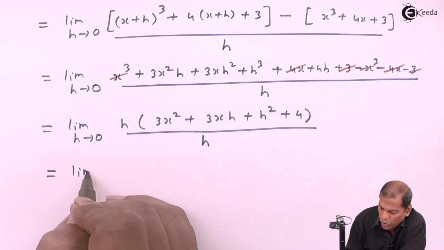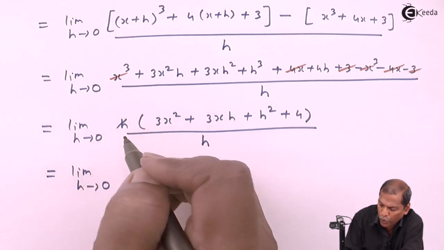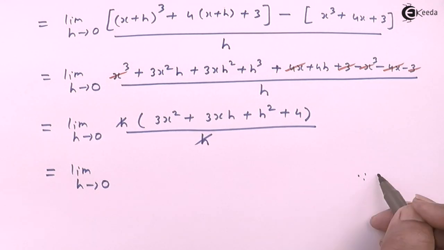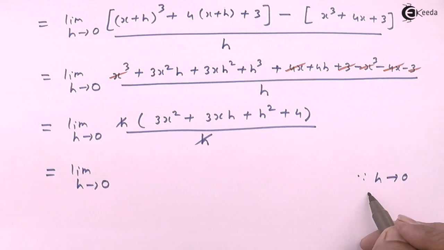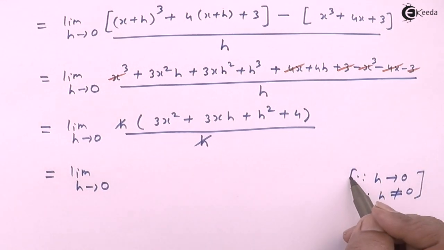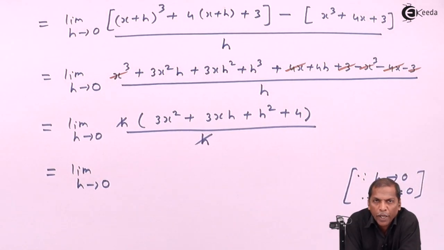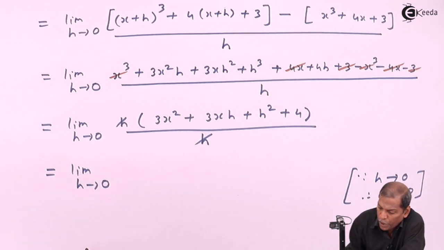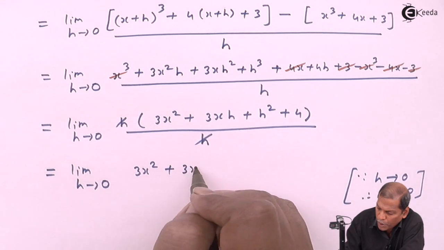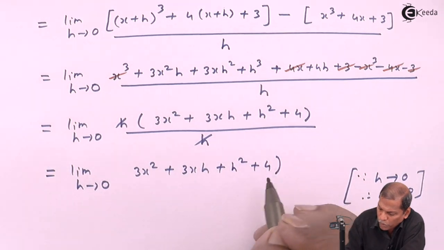That equals limit h tends to 0. Now here we cancel h from numerator and denominator, stating the reason that since h tends to 0, it means h not equal to 0. It means we cancel h from numerator and denominator. Now here we are left with the term 3x square plus 3xh plus h square plus 4.